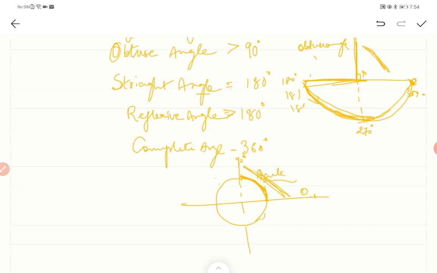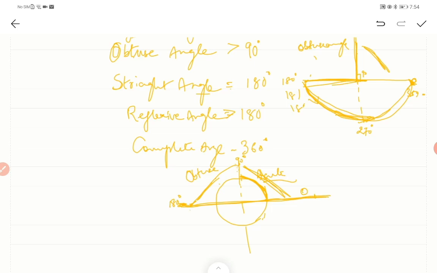Okay, and from 90 to here will be your 180 degrees. In between, the angles greater than 90, all those are what? Obtuse. Okay, and when it reaches 180, it is a straight angle because it is coming in a straight line. Okay, so it is a straight angle.